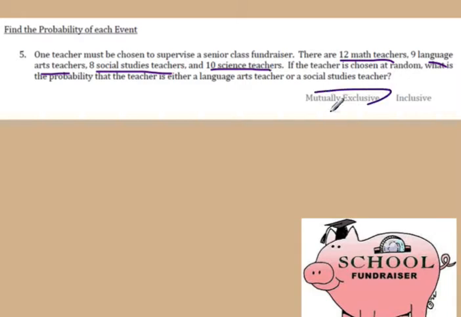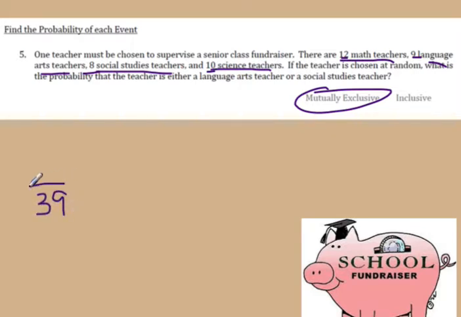Well, can you be both a language arts and a social studies teacher? For the sake of the problem, let's just say no. I know they're very rare cases, but we're not going to worry about those. So you can't be both. So since you're not both, we have a mutually exclusive event. First thing I need to do is figure out how many teachers I have, which is 12 plus 9 plus 8 plus 10. When you add all of those together, you get 39 total teachers.